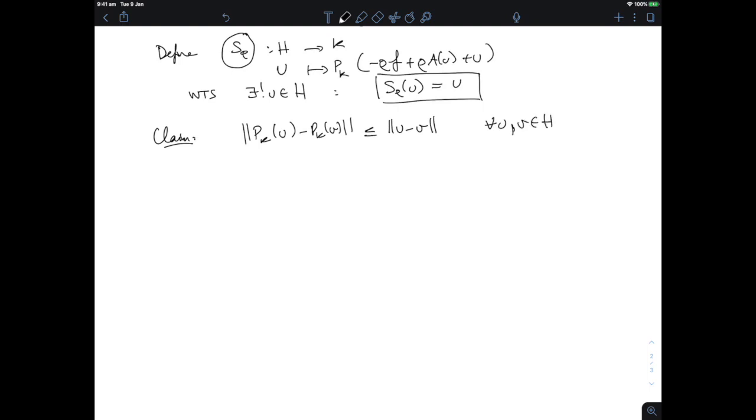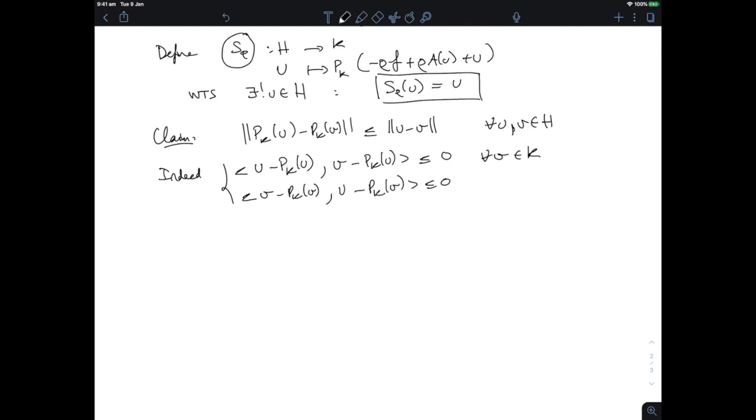So how do we see that? This Lipschitz continuity of the projection onto a convex subset, we just remember that ⟨u − P_K u, v − P_K u⟩ has to be less or equal than 0 for every v in K, and in the same way ⟨v − P_K v, u − P_K v⟩ has to be less or equal than 0 for every w in K. I should not call that v, of course. That's for every w in K.